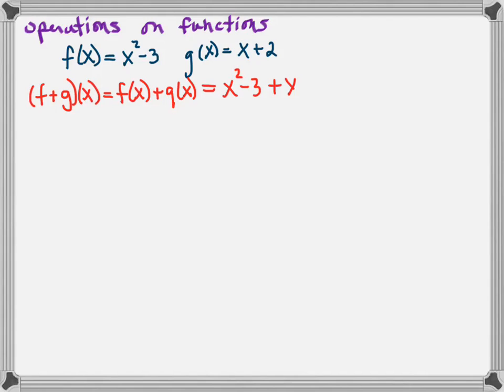So to do this, we go ahead and write f of x, which is x squared minus 3, and then add g of x, which is x plus 2. And then we always simplify, so adding our like terms gives us the sum of x squared plus x minus 1.